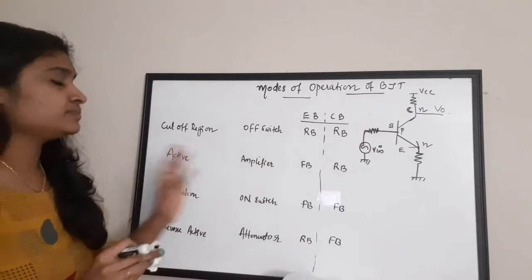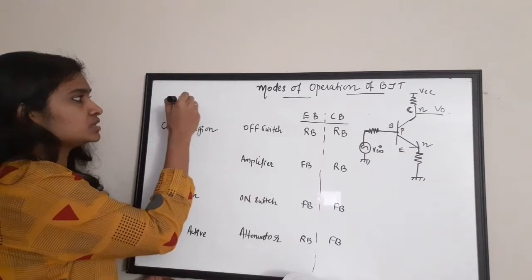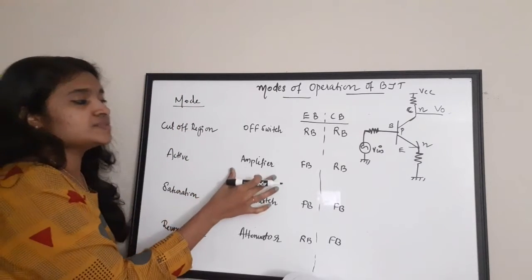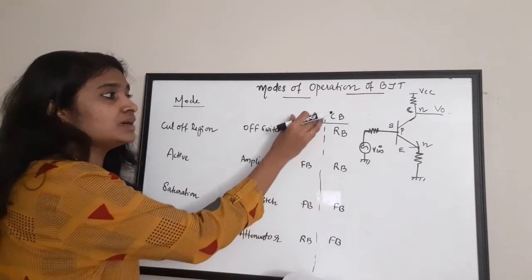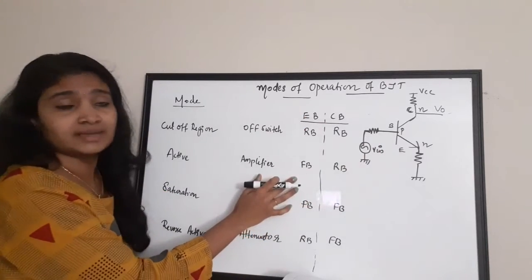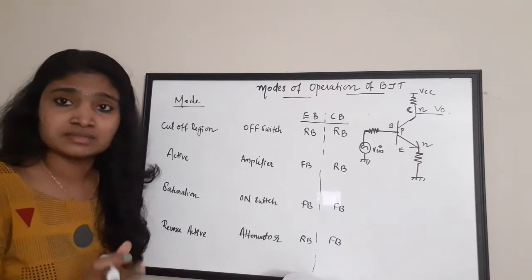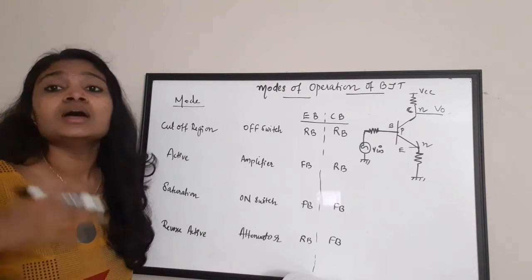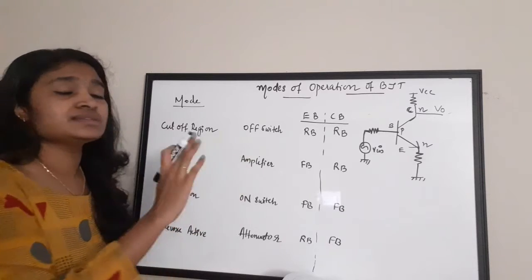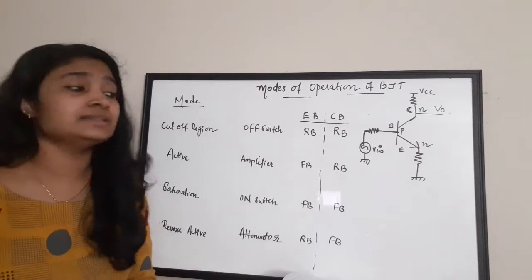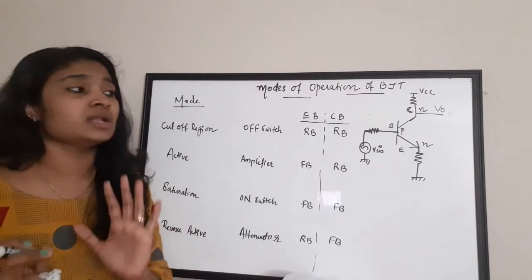Next, the active region. In the active mode, the transistor acts as an amplifier. What is the criterion? The emitter base junction is forward biased and the collector base junction is reverse biased. We know that bipolar junction transistors are current controlled devices. This should be registered in your mind. BJT is a current controlled device, and in the active mode it works as a current amplifier. Now how this is possible, I will tell you.